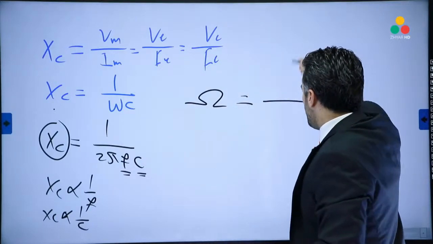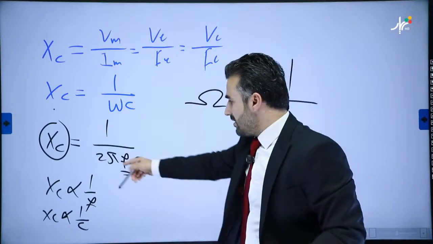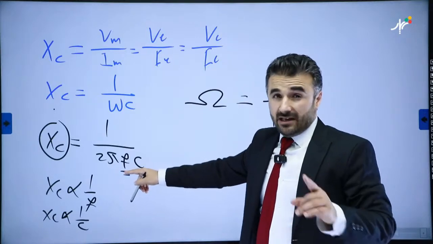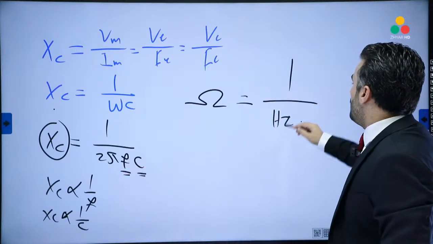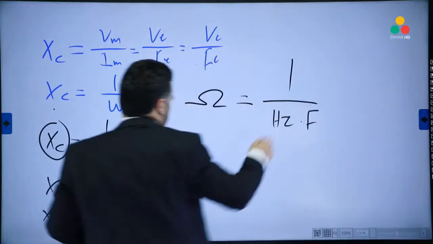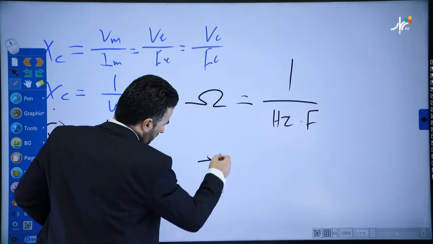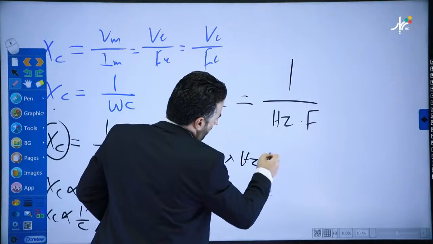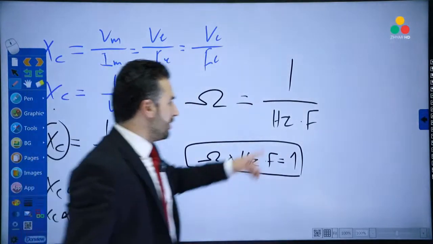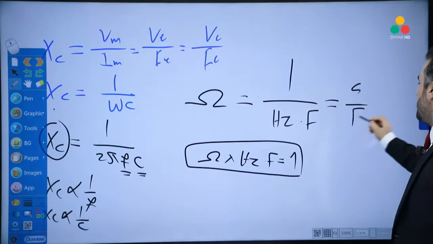So this is basically 1 over, for the frequency that is measured in hertz, and for the capacitance it is measured in farad, don't forget. So we can say 1 over hertz, and that is also farad. And if we cross multiply the whole thing, you can say that ohm multiplied by hertz multiplied by farad, all this equals 1. And by the way, frequency equals 1 over second, so I can bring the second up here and say ohm equals second over farad.